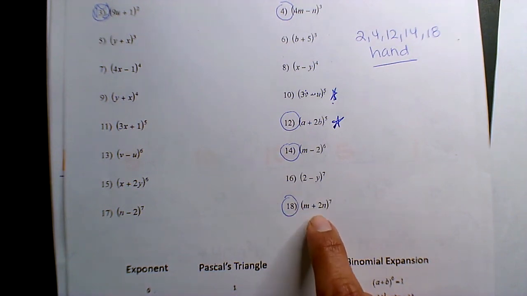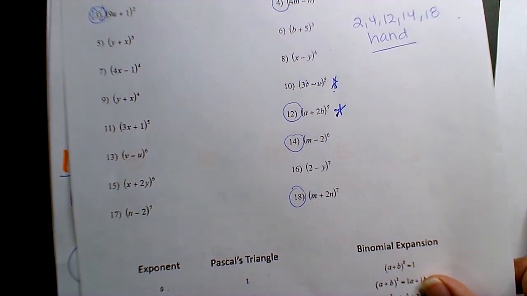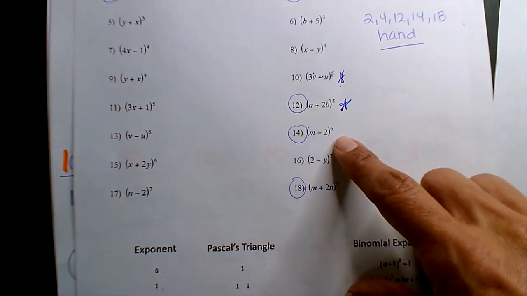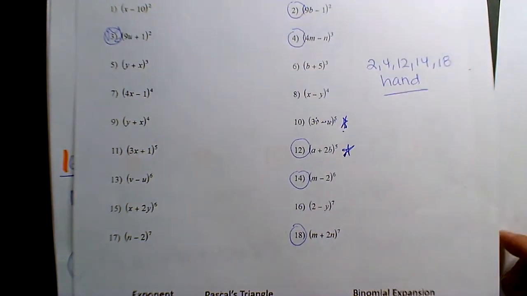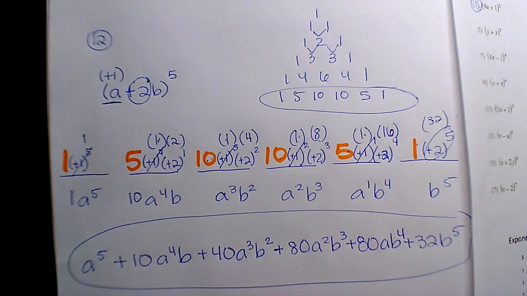So do this one then by Pascal's triangle because it's a 7. Or you could do 14. Either one, you have to do it by hand. So I would say stick to this list then. To solve it using the binomial expansion, Pascal's, and see if you got the right answer.